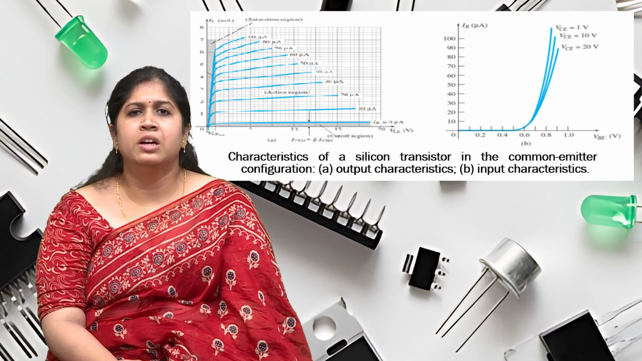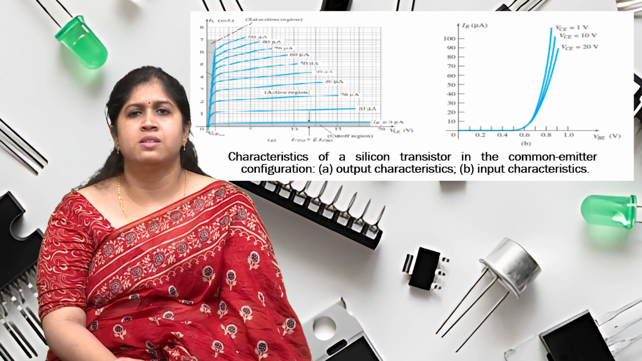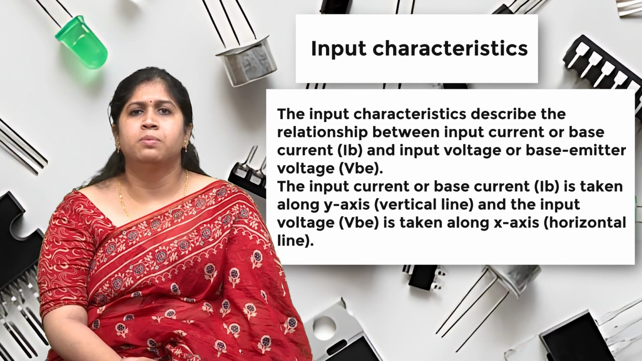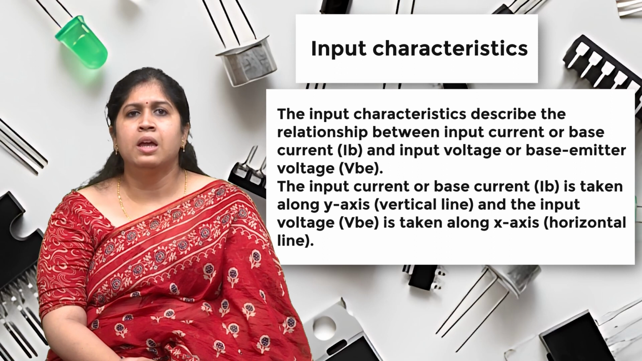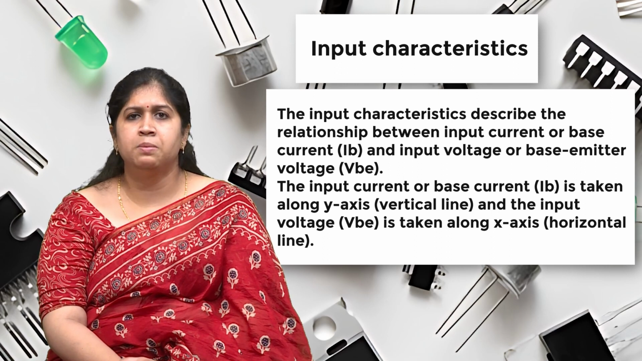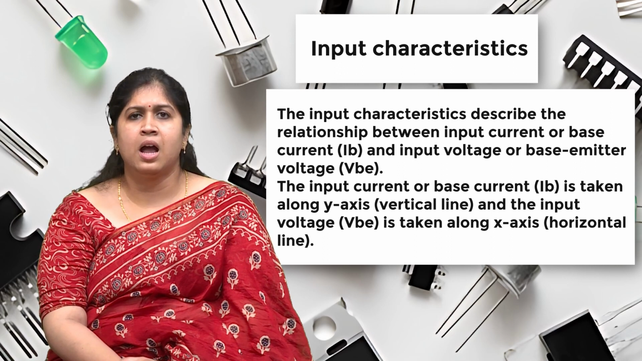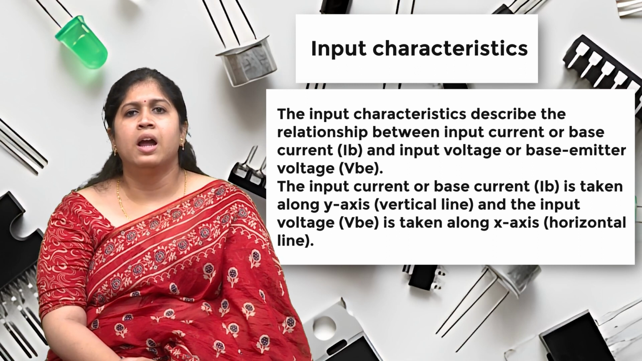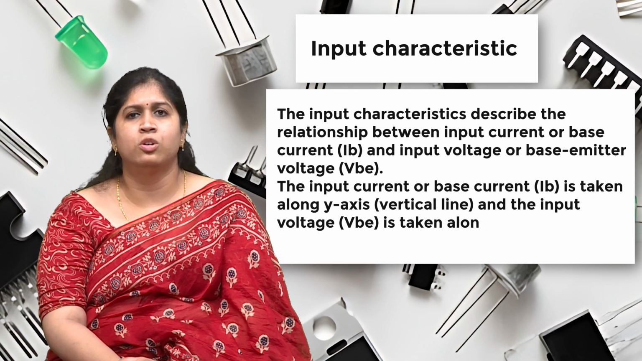Figure A presents the output characteristics and figure B presents the input characteristics. Now we are talking about the input characteristics. The input characteristics describe the relationship between input current or base current IB and the input voltage or base emitter voltage VBE. The input current IB is taken along the y axis, the vertical line, and the input voltage VBE is taken along the x axis.